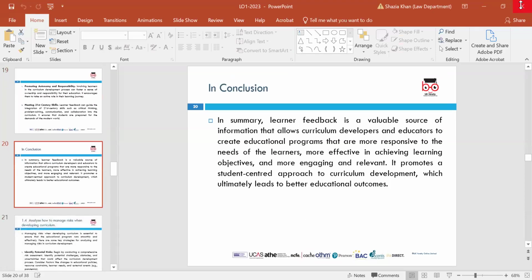So in conclusion to 1.3, in summary, learner feedback is a valuable source of information that allows curriculum development. Feedback is given from the learners to make sure that they are being heard. But effective feedback is so important in any sort of element of curriculum design, and it's a key element of the process of ongoing learning and assessment. Effective feedback assists the learner to reflect on their own learning and any sort of strategies when putting together curriculum design. And it promotes a student-centered approach to curriculum development, which ultimately leads to better educational outcomes.